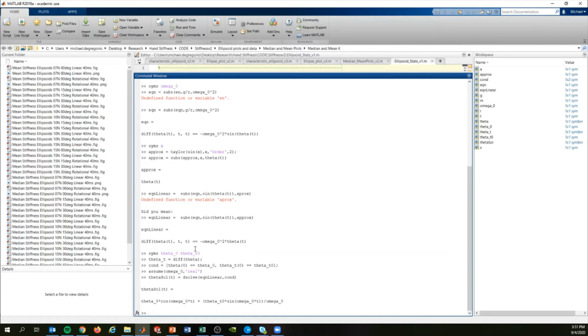And the period, capital T, is equal to 2 pi over omega naught, or in this case 2 pi times the square root of r over g, where r is the radius of our pendulum, and g is the gravitational coefficient. So make sure your units match up. If you're using SI, use SI. If not, use English.